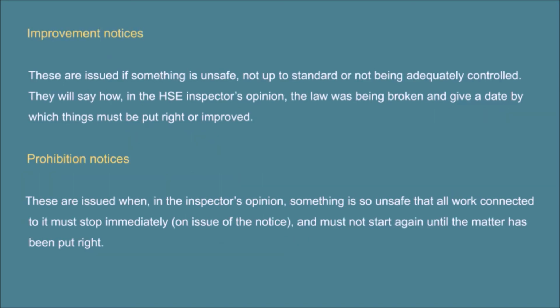Improvement notices. These are issued if something is unsafe, not up to standard, or not being adequately controlled. They will say how, in the HSE inspector's opinion, the law was being broken and give a date by which things must be put right or improved. Prohibition notices. These are issued when, in the inspector's opinion, something is so unsafe that all work connected to it must stop immediately, on issue of the notice, and must not start again until the matter has been put right.